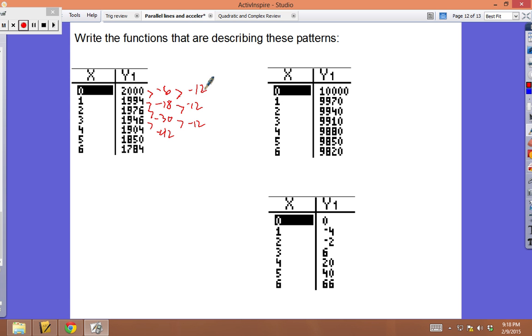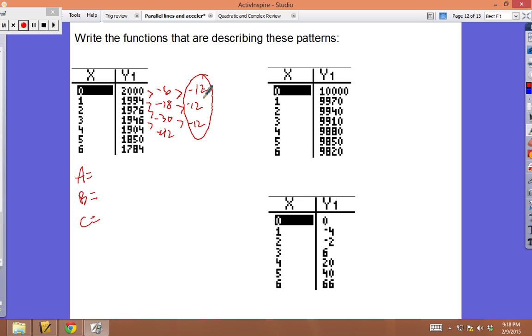So this is the planet you are on. On the planet you're on, objects accelerate 12 feet every second. So my A, I know it's quadratic because your second change is constant. And now all you've got to do is find A, find B, find C.